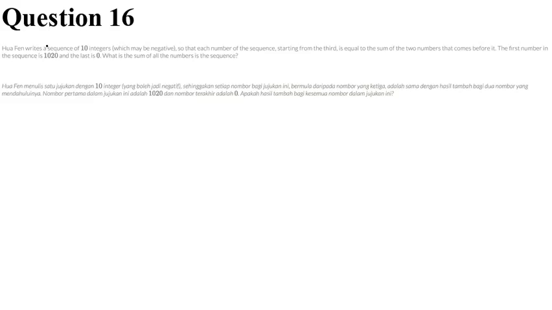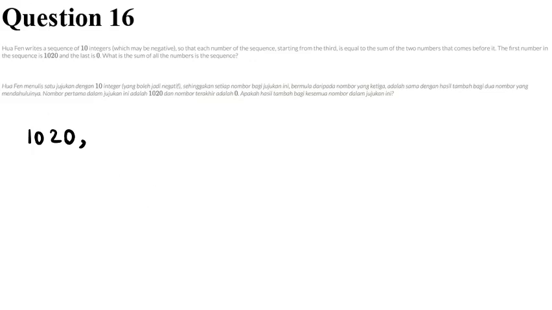Problem number 16. Huafeng writes a sequence of 10 integers, which may be negative, so that each number of the sequence starting from the third is equal to the sum of the two numbers that come before it. The first number in the sequence is 120, and the last one is 0.